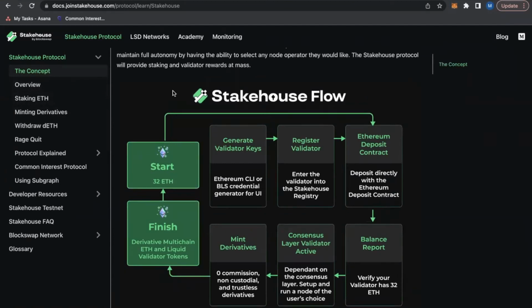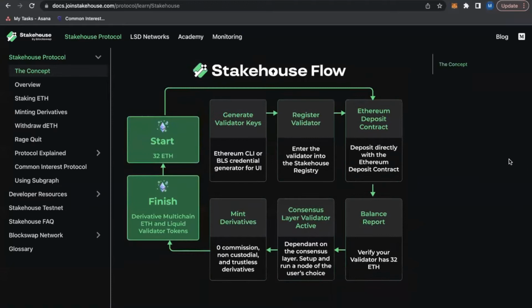So Stakehouse allows users to put in money and stake with Ethereum via the Ethereum deposit contract. I'm staking, right? I'm sending money to the Ethereum deposit contract, and it reaches the consensus layer. After a day or two, I come back, do a balance report, verify my validator, and then mint the tokens. So can anyone do this, or do I need permission from a DAO or anyone? No, you don't.